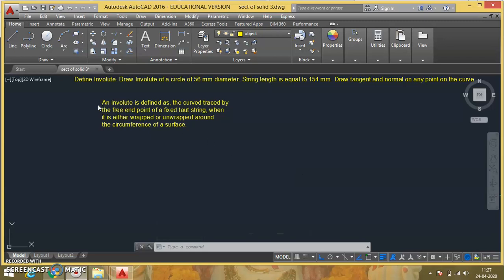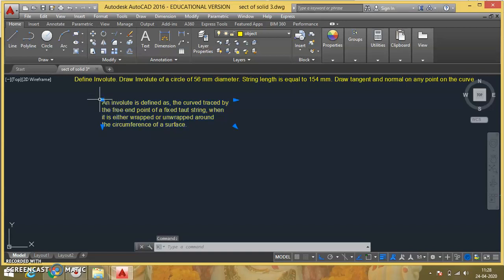Now we'll see how to draw the involute. Very first thing, what is an involute? An involute is defined as the curve traced out by the free end of a fixed taut string when it is either wrapped or unwrapped around the circumference of a surface. The surface can be a circle or a polygon.